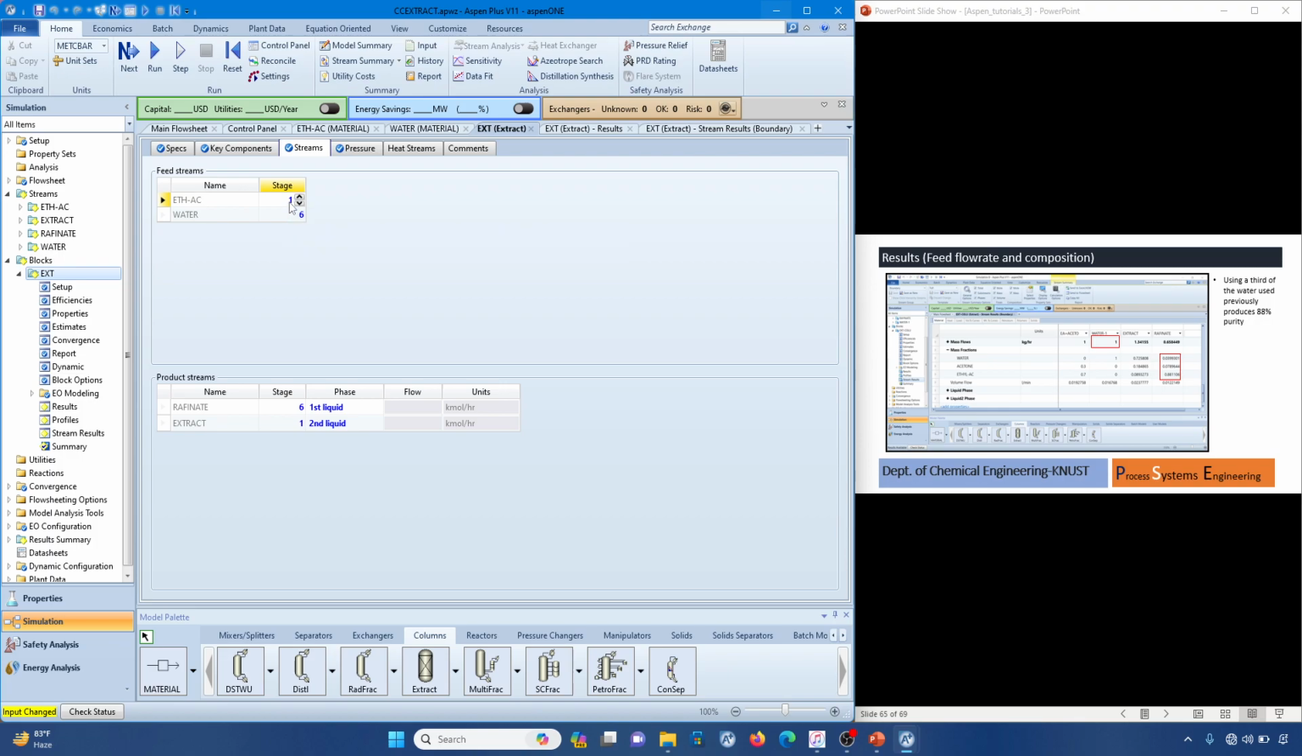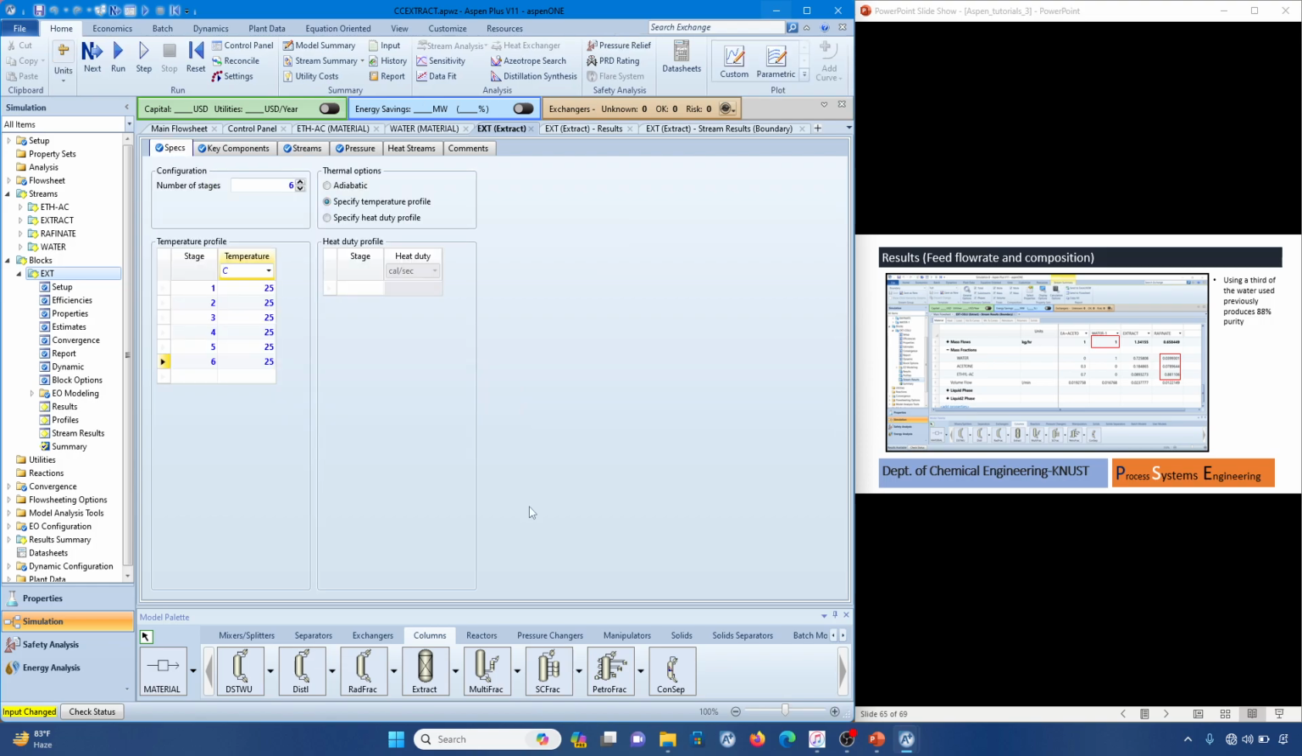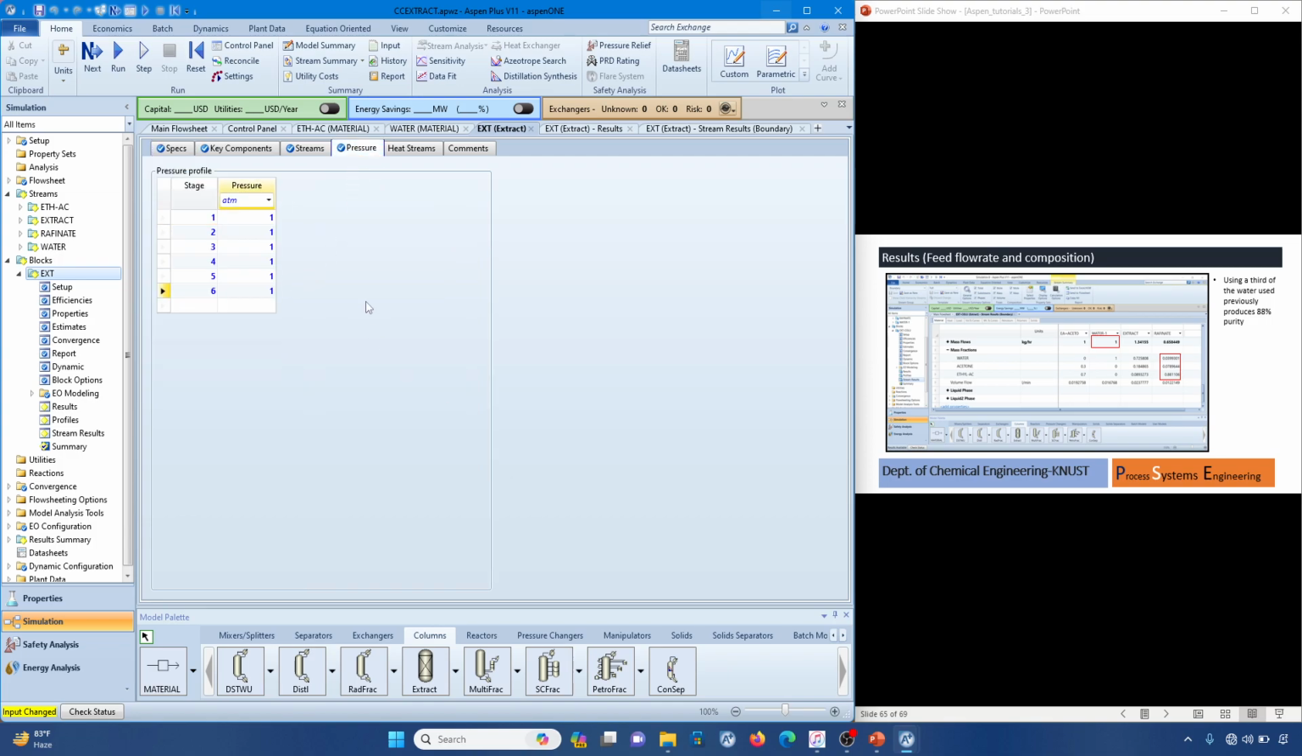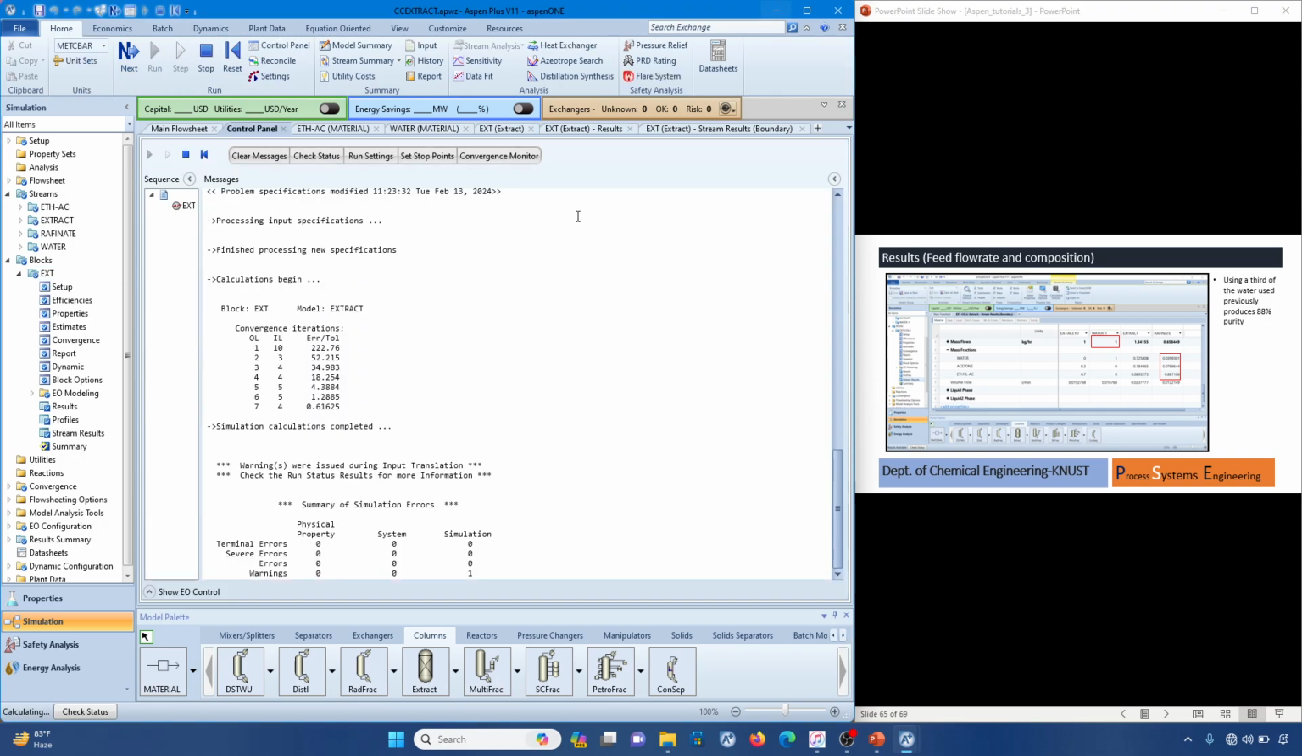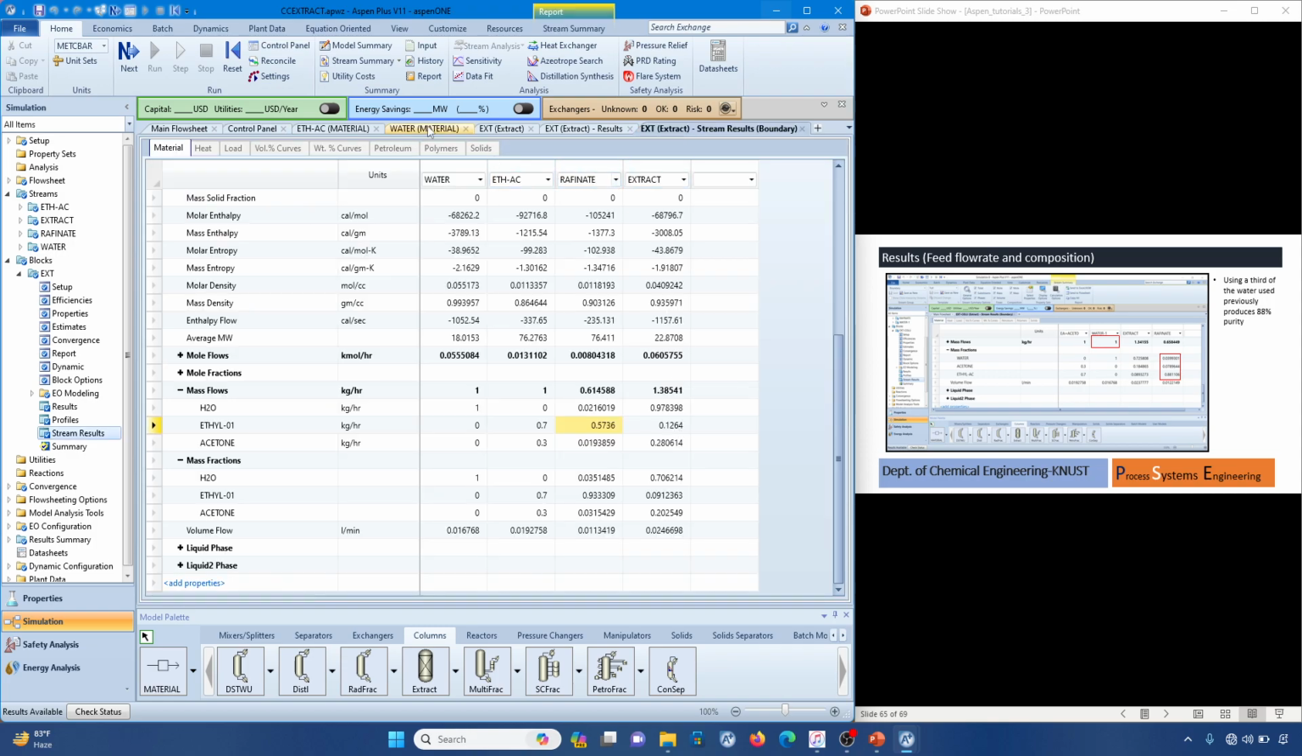So there are some instructions for allocating the stream. The rich stream, the feed stream, should be on the first stage, and the extract should be on the last stage. Temperature profile is modified, and so is the pressure. You should be able to run this now. And go for the results now. So the flow rate stays around the same point, achieving similar purity as in the first case, 93%.